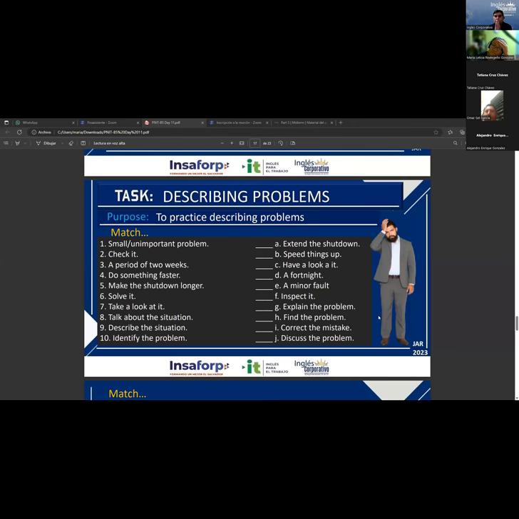Ahorita va. Okay. Bájale volumen a eso, editar, hijo. ¿Va? Sí. Okay, para poner la flechita. El número creo que se va a trasladar para acá.